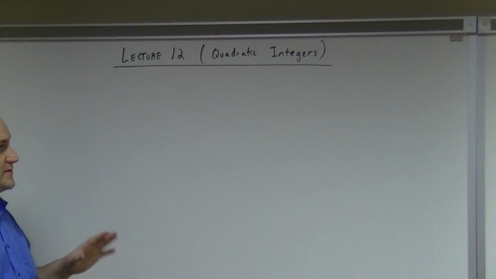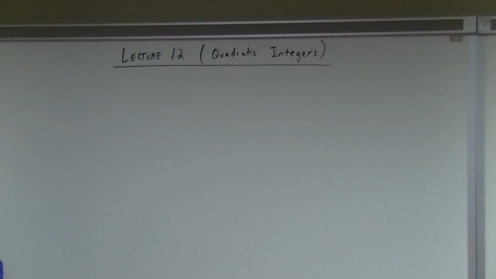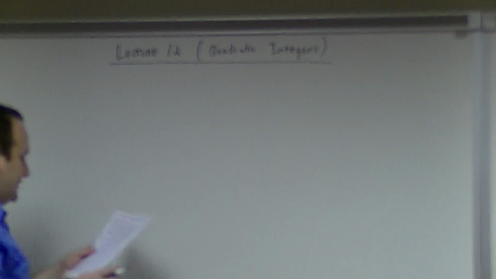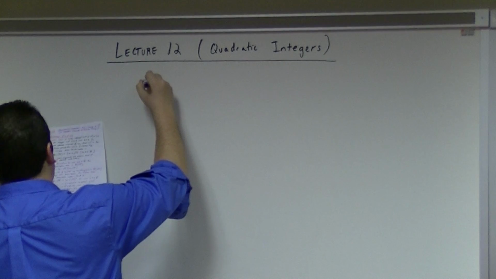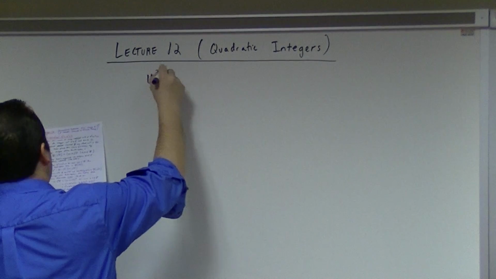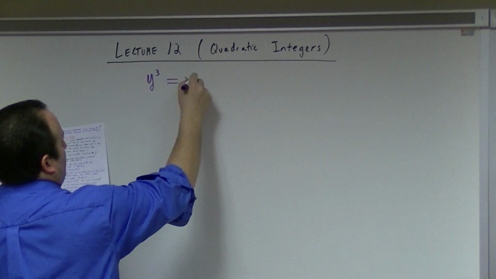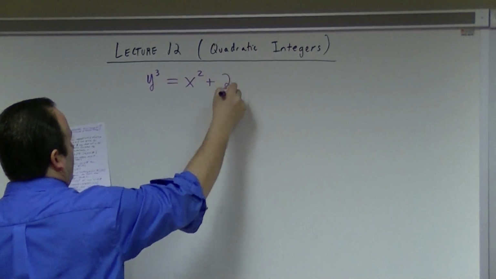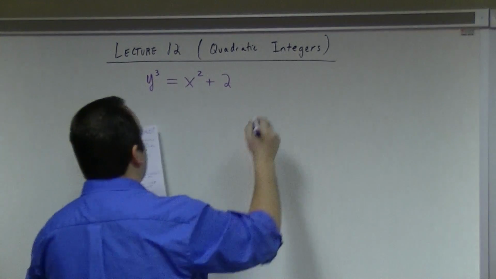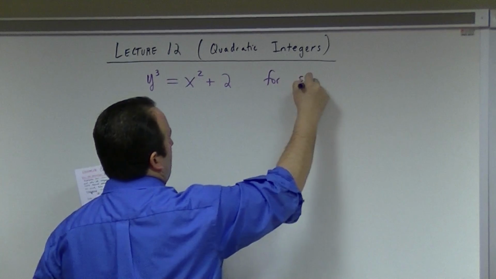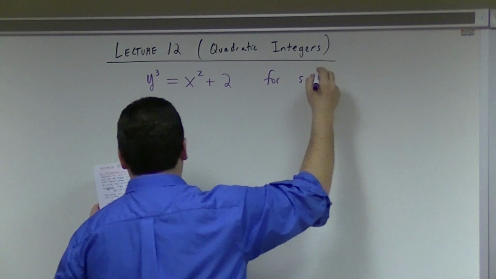We're about to do almost the same thing for, I think this is Bachet's equation. Forget it. But here it is. Let's look at y cubed equals x squared plus 2. As usual, we're looking for integer solutions here. That's our goal, to find some integer solutions.